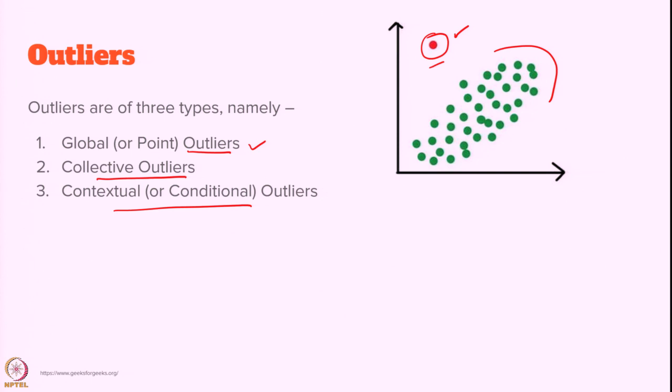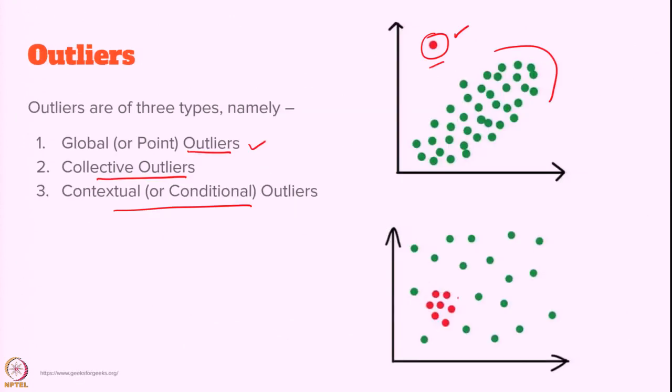Now, there is something called a collective outlier. Some of the data points as a whole deviate significantly from the rest of the data set. These are called collective outliers. Say, for example, in this case, this is a set of data which is actually an outlier. These data points as a whole deviate significantly from the rest of the data set. You can see the figure and make it out. This is called a collective outlier.